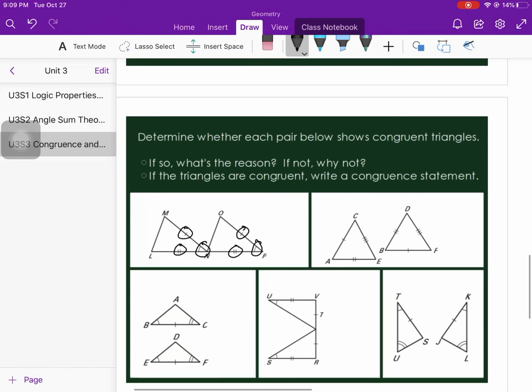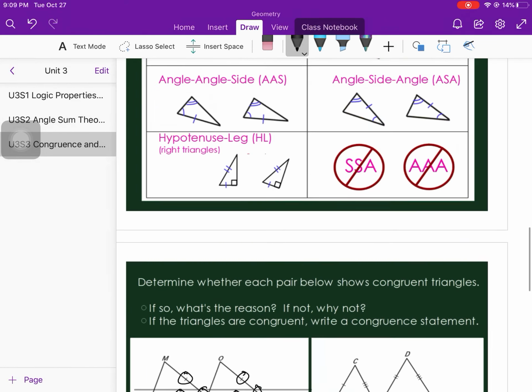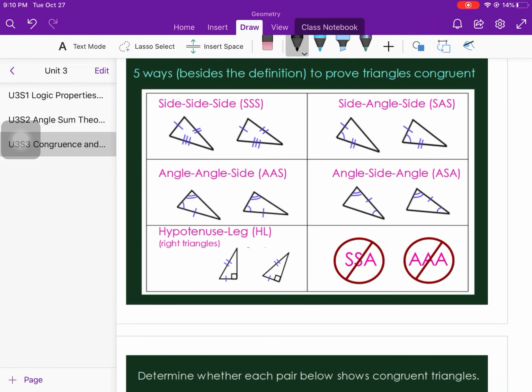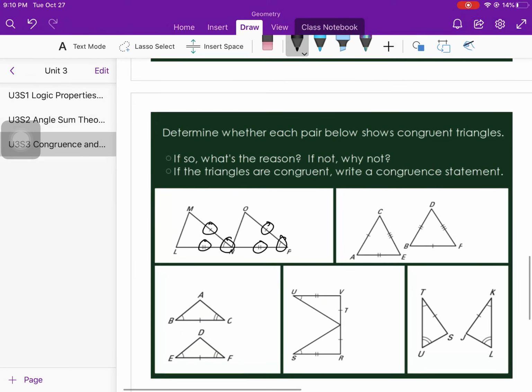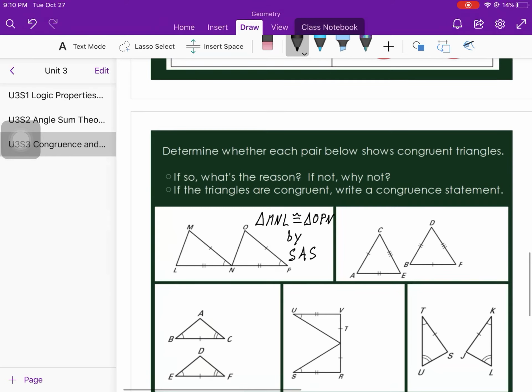So 2 sides, so it has to be one of these that has 2 S's in the name. And then the angle is in between. So this is going to be this situation right here. Side, angle, side, because the angle is in between the 2 sides. All right, so for this one, we can conclude that they are congruent, so we have to write a congruent statement, which would be triangle MNL is congruent to triangle OPN, and then we would say by the side, angle, side.